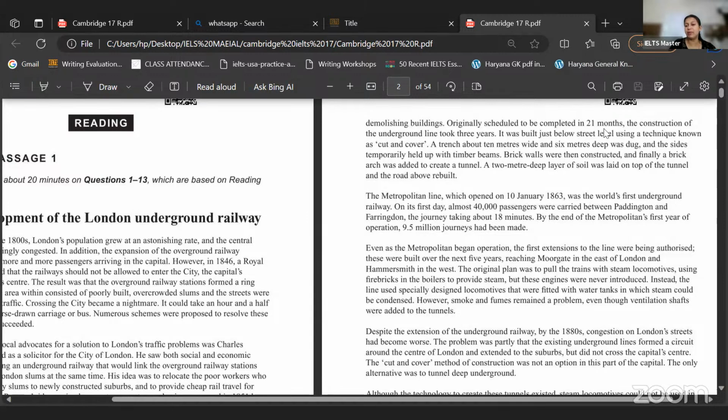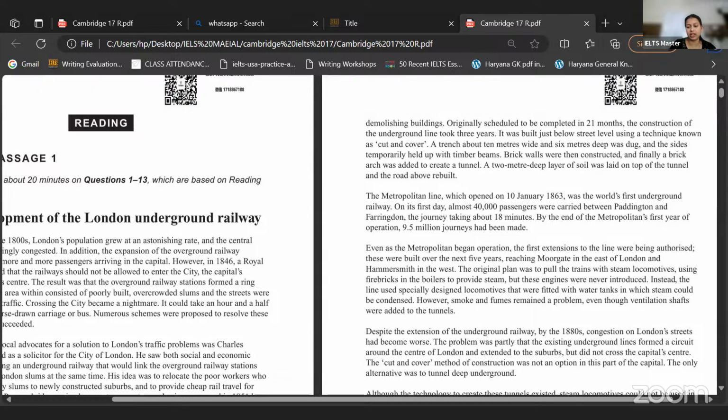Originally scheduled to be completed in 21 months, the construction of the underground line took 3 years. It was built just below street level using a technique known as cut and cover. A trench about 10 meters wide and 6 meters deep was dug, and the site temporarily held up with timber beams. A brick wall was then constructed, and finally a brick arc was added to create a tunnel. A 2-meter deep layer of soil was laid on top of the tunnel and the road above rebuilt.